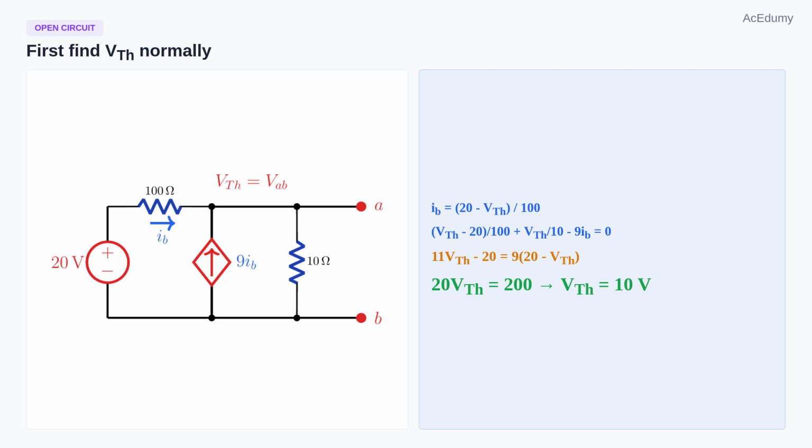First, find the open circuit voltage V Thevenin. Let the terminal voltage be V Thevenin from A to B. The current IB through the 100 ohm resistor is (20 minus V Thevenin) divided by 100. KCL at the top node gives (V Thevenin minus 20) over 100 plus V Thevenin over 10 minus 9 IB equals 0. Substituting IB and simplifying gives 20 V Thevenin equals 200, so V Thevenin is 10 volts.